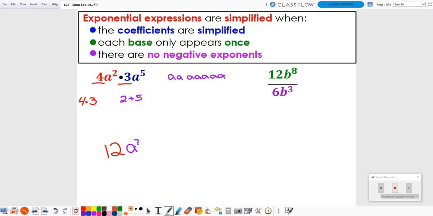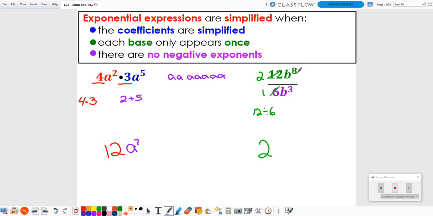Now the same thing goes if you have a division problem, except you're going to follow your division rules. So the first thing we're going to do is divide our coefficients here. We're going to do 12 divided by 6. 12 divided by 6 gives me 2. Okay, the other thing you can think about, like if this was a fraction and we simplified this, it would look like that, right?